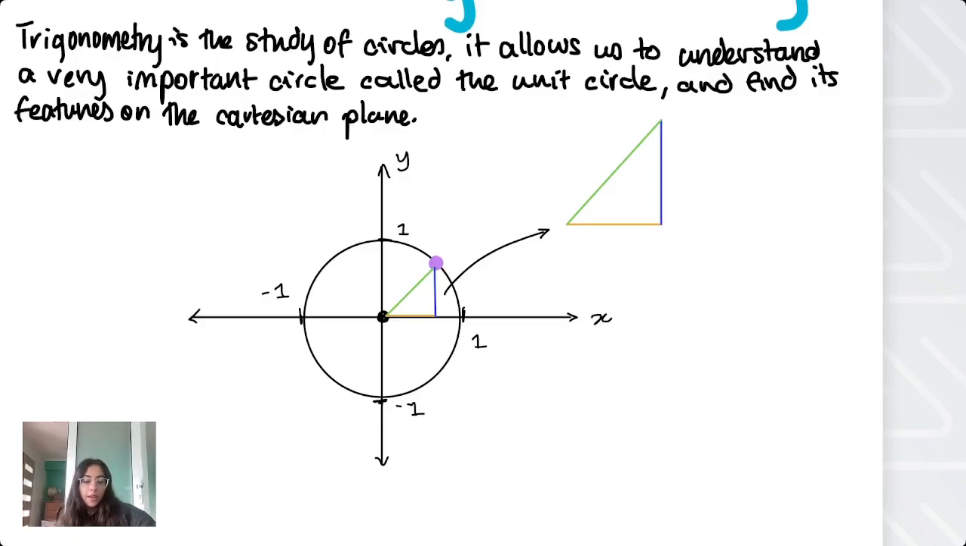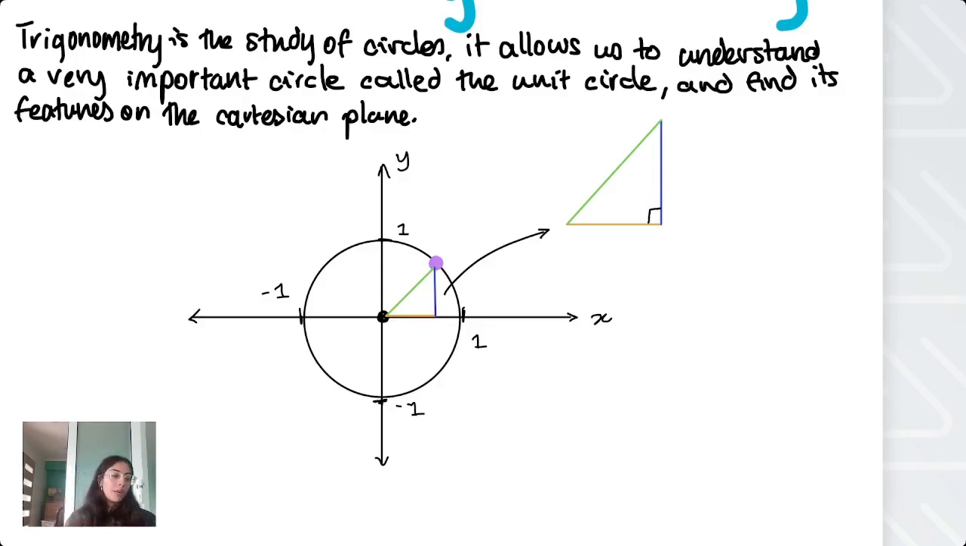I know that no matter which point I pick on the unit circle, the triangle that I draw from the x-coordinate, the y-coordinate, and the gradient is going to be a right angle triangle. So let's test that theory. Let's try another random point.